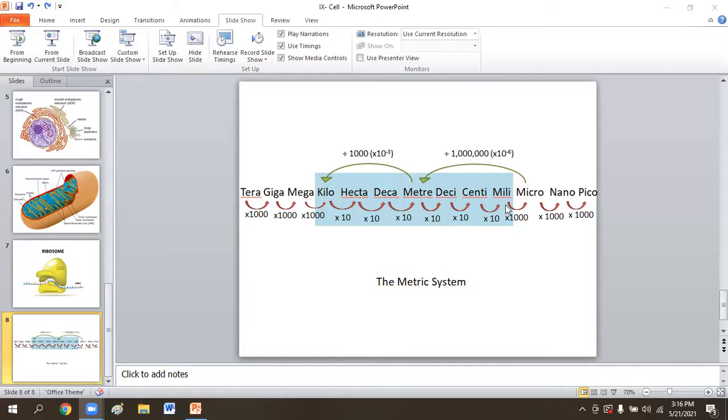Okay, so this is the metric system. From kilo to hecto, if you convert from kilo to hecto, you can just multiply by 10. If you want to go from hecto to deca, you multiply by 10. So like this. And if you go from kilo to meter, you will multiply by 1000. You know that, right? That is the metric system. Yes, ma'am.